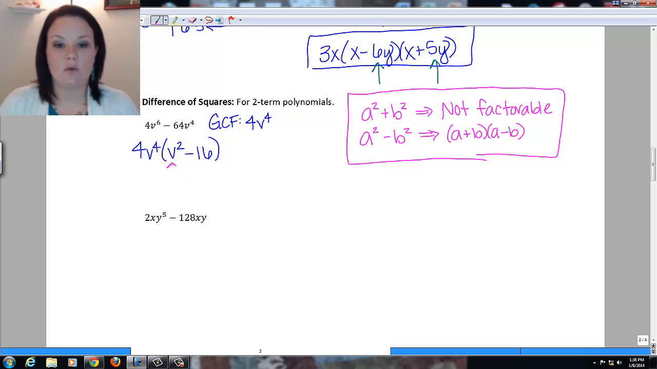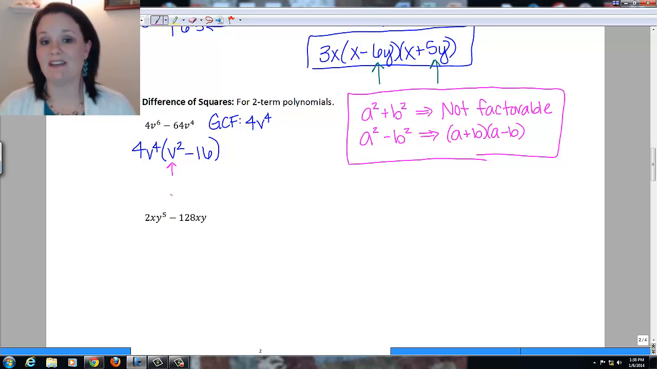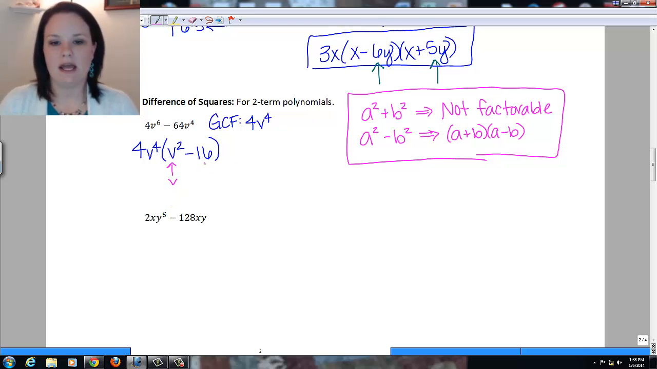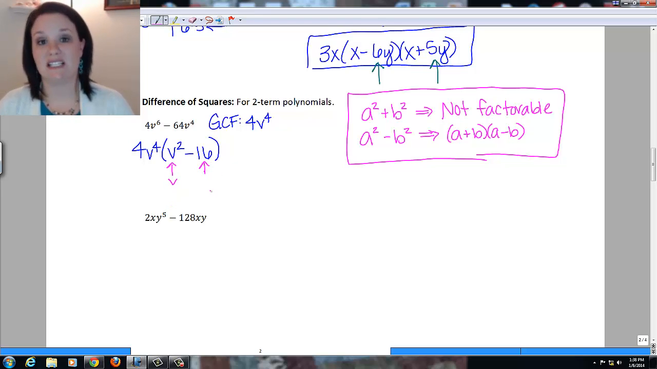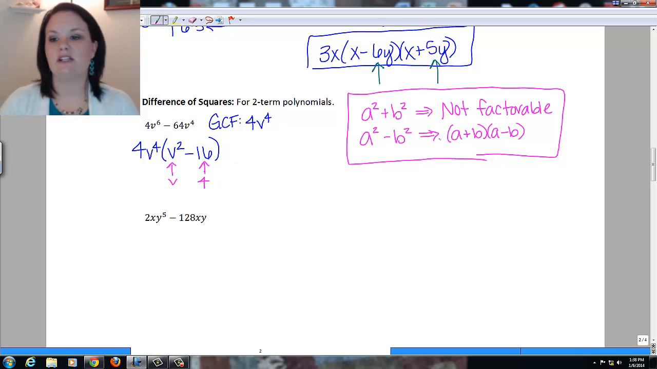So I just need to figure out what is the base that's being squared to give me v squared. In this case, my base would just be v. And then what am I squaring to end up with 16? The number that I have to square to get 16 is 4. So then I just use my formula over here.